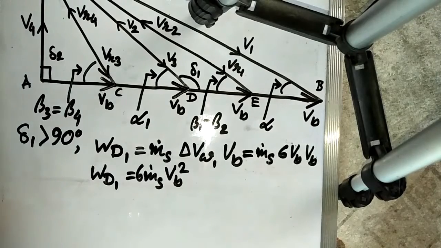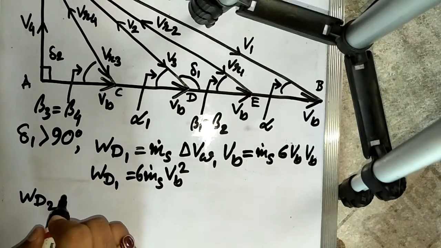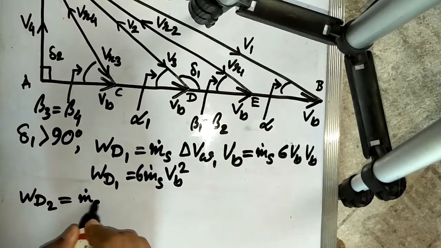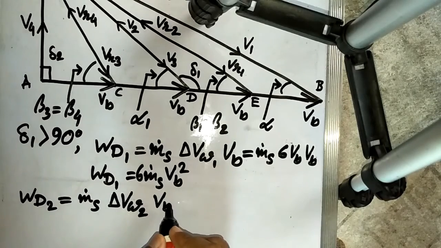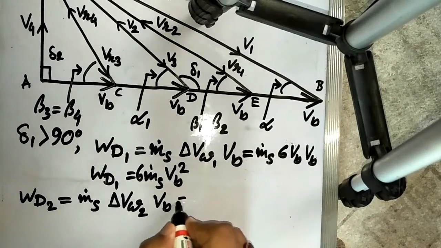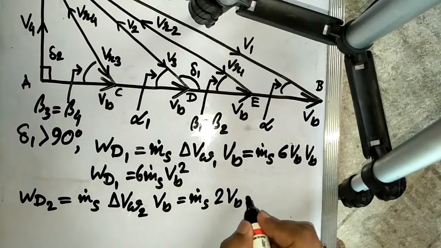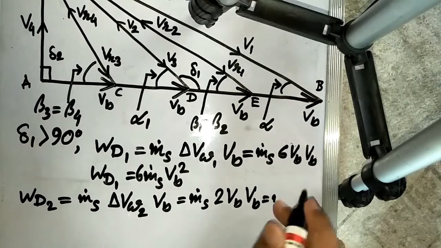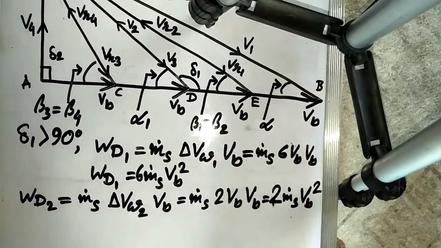Similarly, the diagram work for the second row of moving blade, W_D2, is equal to m dot s into Δv_ω2 into vb. So we can write m dot s into 2 vb into vb, which is equal to 2 into m dot s into vb square. This is the diagram work for the second row of moving blades.